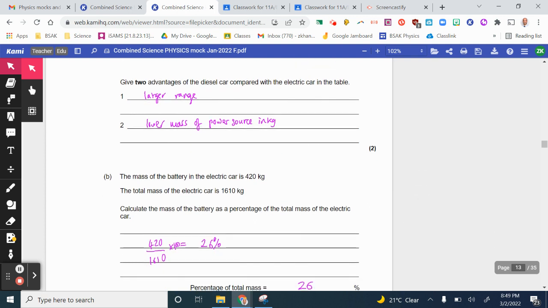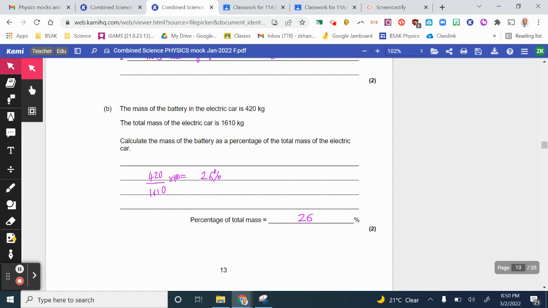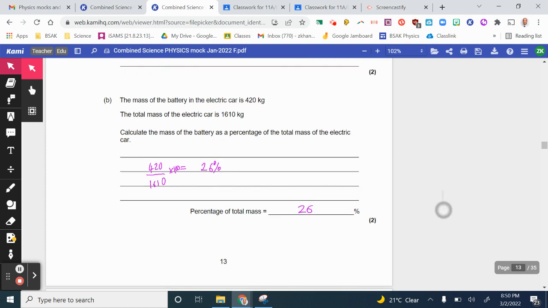The second part, part B, asks: the mass of the battery in the electric car is 420, and the total mass of the electric car is 1,610. So calculate the mass of the battery as a percentage of the total mass of the car. So it's 420 divided by 1610, times 100, and that's 26% of the total mass. So the battery for an electric car, out of the entire weight of the car, is 26%.